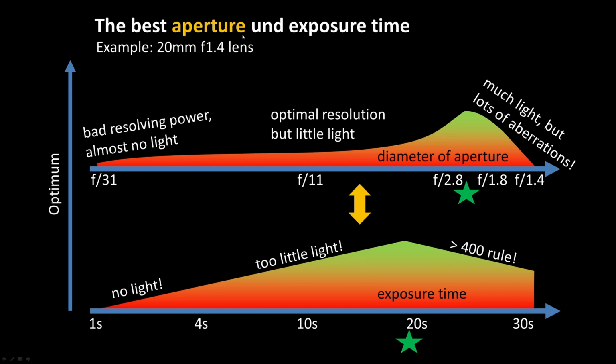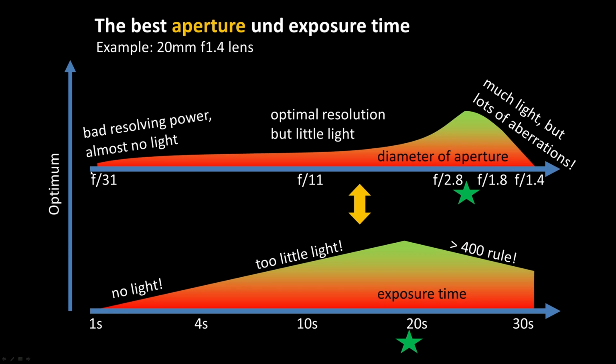The aperture basically is how large the opening is in the photo lens of your camera. For example, I have a 20mm lens which has f1.4 written on it, and that 1.4 is the largest opening it can have. Small numbers basically mean large openings. Down here, the graph shows on the y-axis a measure of how optimal this is, and on the x-axis the f number.